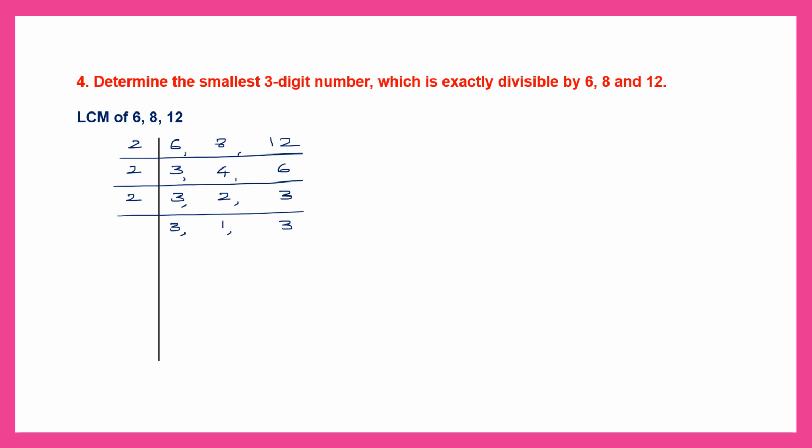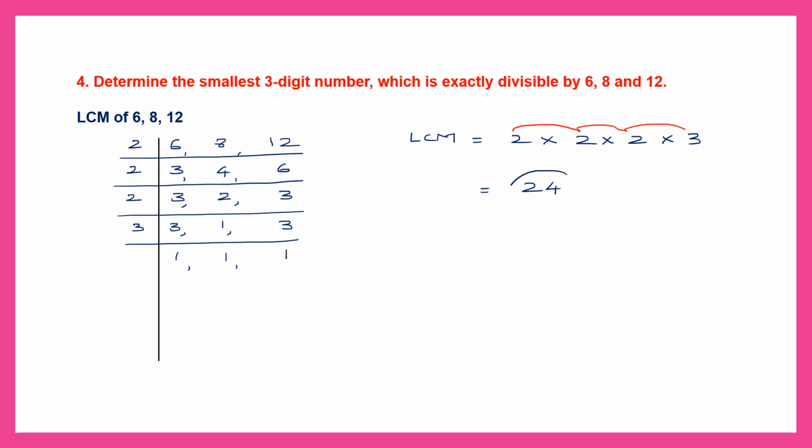Now we can't use 2 anymore, we're going to use 3. Let's divide all by 3. 3 ones are 3 and we bring down this 1 and 3 ones are 3. So we finished. Now let's find the LCM. The LCM of 6, 8 and 12 will be 2 into 2 into 2 into 3. Now let's multiply all this. 2 twos are 4, 4 twos are 8, 8 threes are 24. So the number is 24.